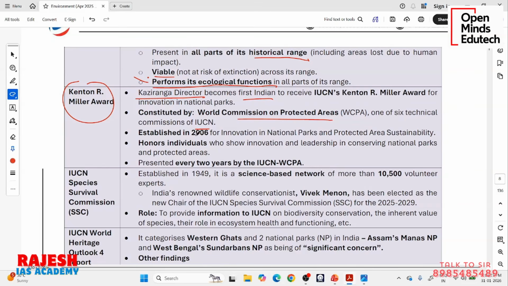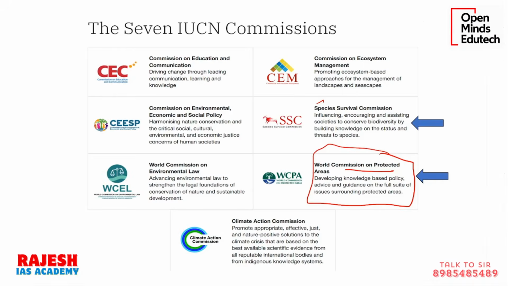Okay, so this award started in 2006. This award is not important, so this news is not important. What is important here is the bodies of the IUCN, because they are frequently in news. If something comes in news for the first time, it is okay to ignore it. But if something is coming again and again in news, you should read it.